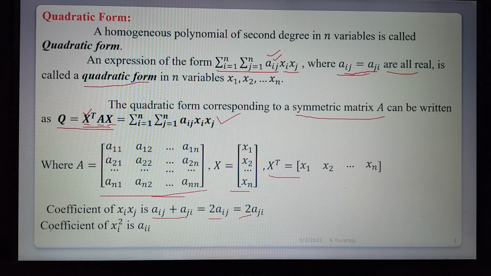Next, the coefficient of xi square is aii, which are the diagonal elements a11, a22, up to ann. a11 is the coefficient of x1 square, a22 is the coefficient of x2 square, up to ann, the coefficient of xn square. They are only diagonal elements, the coefficients of the squares of the same variable. So this is the definition of quadratic form in n variables.